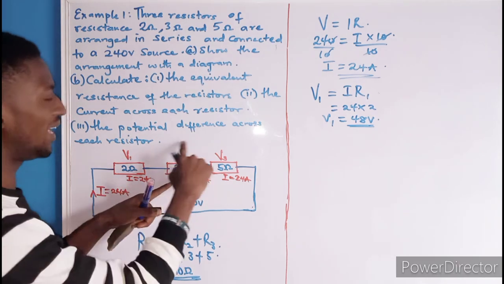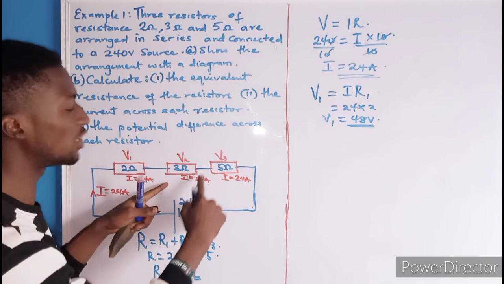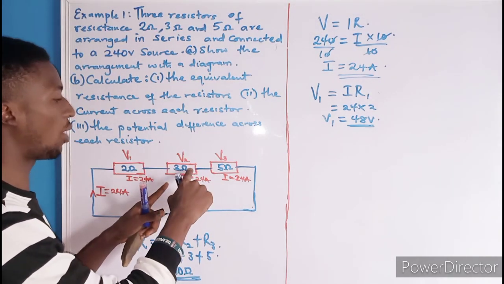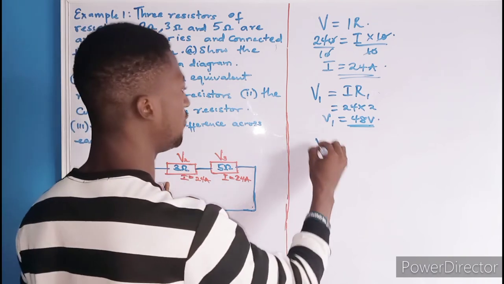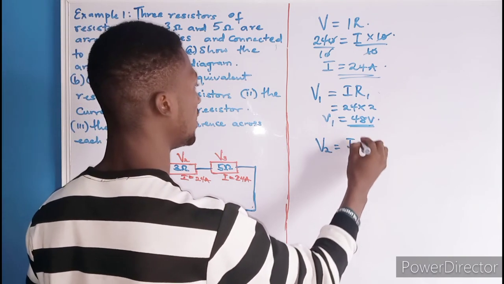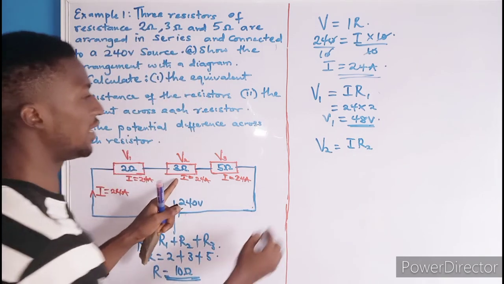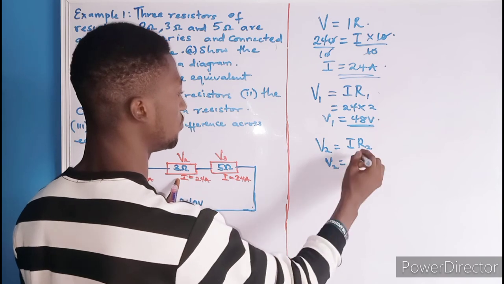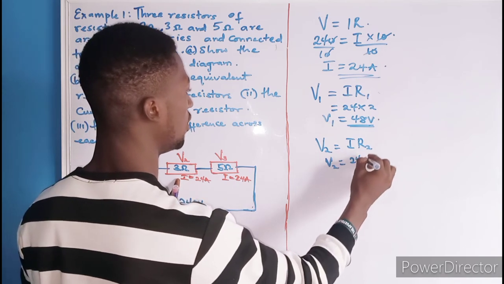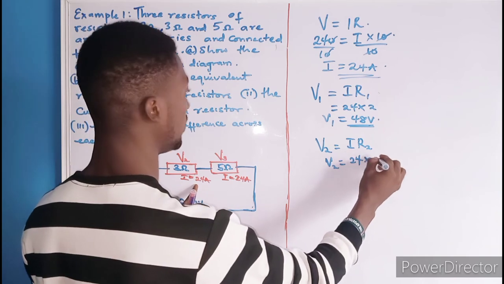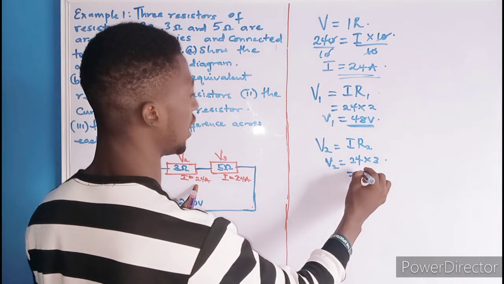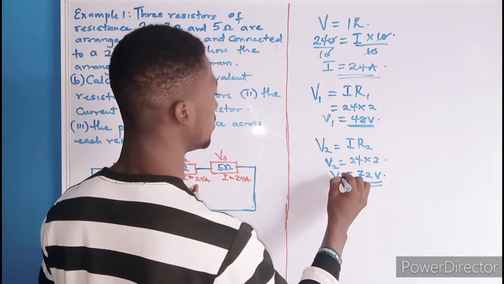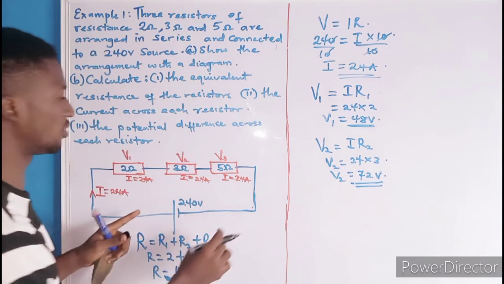For the second one, you realize that we can still relate this expression with Ohm's law by stating that our V2 is equal to our I and our R2, which is this 3. So I'll say V2 is equal to I of R2. So here now we have V2 is equal to I, which is said to be 24, times R. R is said to be 3. So 24 times 3 will give us 72 volts. So our V2 is equal to 72 volts.